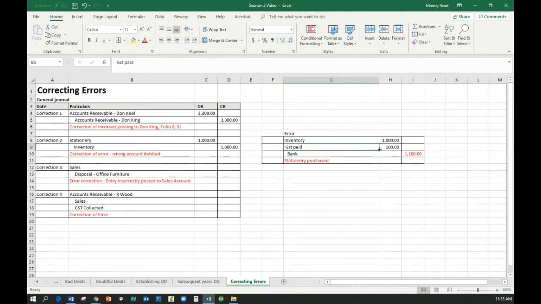So you can see that GST paid, regardless of whether we had recorded this as inventory or stationery, would have stayed in the right place. So just because we are now putting it in stationery, there's nothing that needs to be done to GST paid. It's just putting the $1,000 into stationery and taking the $1,000 out of our inventory account. Hence the GST is not touched.